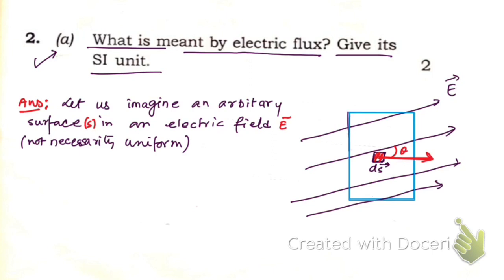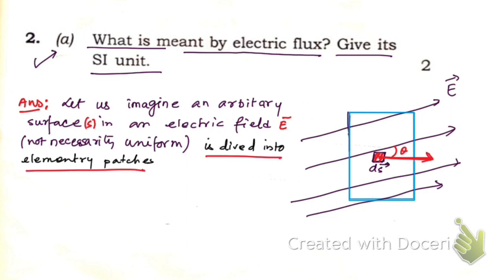Then let me write: the surface is divided into very small elementary surfaces, or you can say patches, which can be represented by the vector ds vector, right? So that's how.